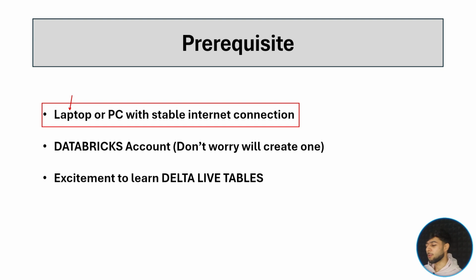And with a stable internet connection, because if you do not have a stable internet connection, you will be seeing that circle rotating, and I don't want that. Then you should have a Databricks account. Do not worry if you do not have one. We will be creating a free Databricks account, so you do not need to worry about that.